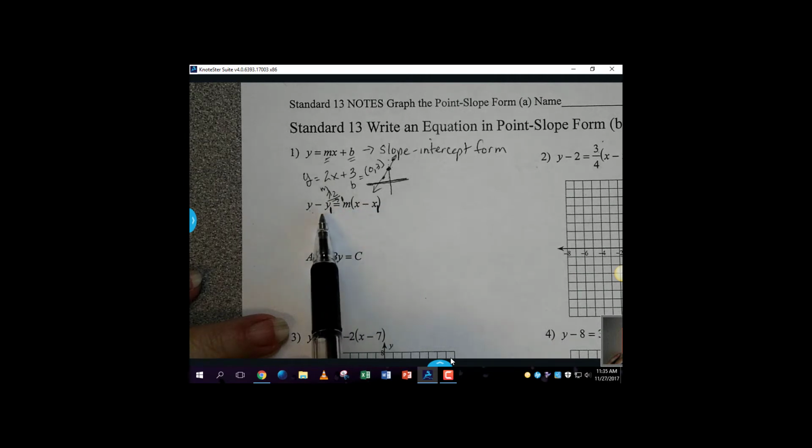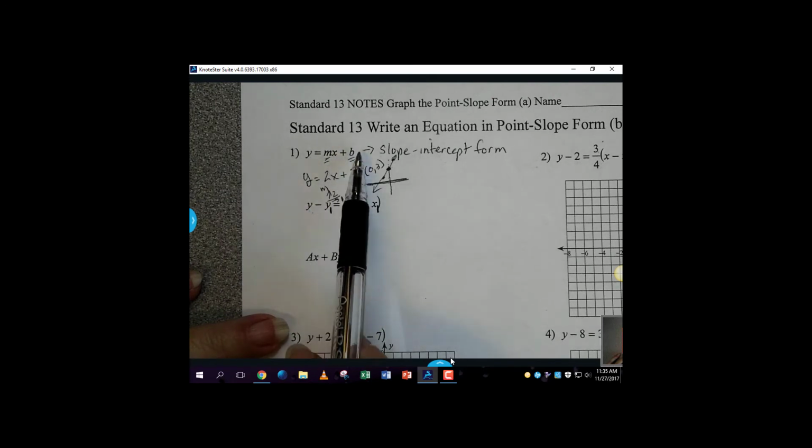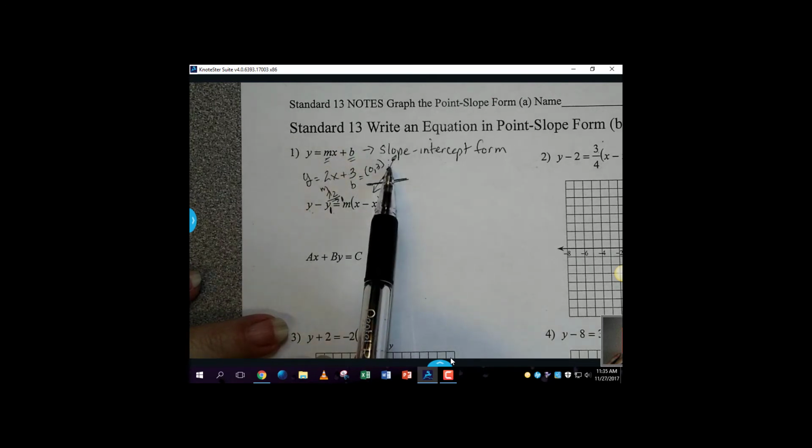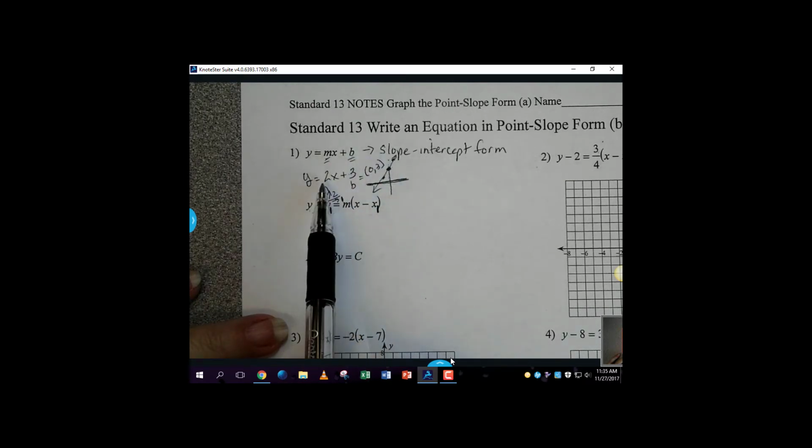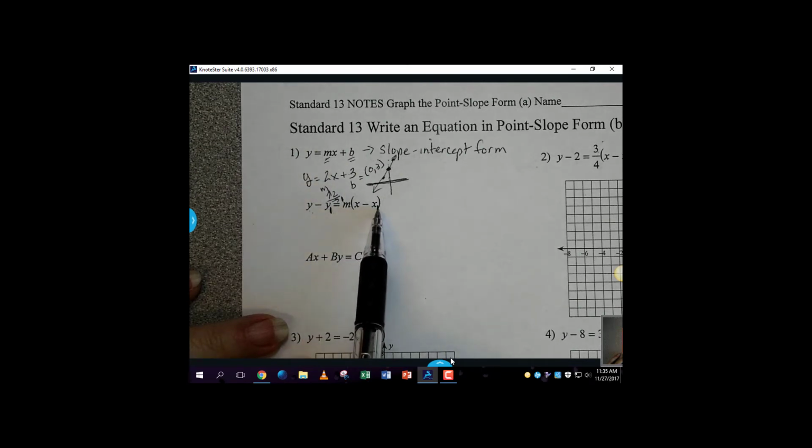Okay? This is really easy to graph. When you graph this, what do you need? You need to know where to start, right? That's what this tells us, where to start, and then this tells us how to move. This gives us similar information. This will tell us where to start, and it will tell us how to move.